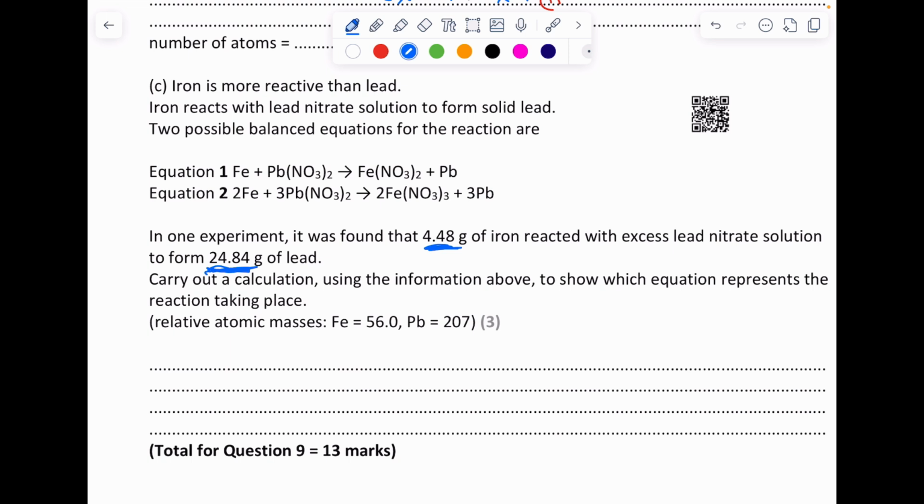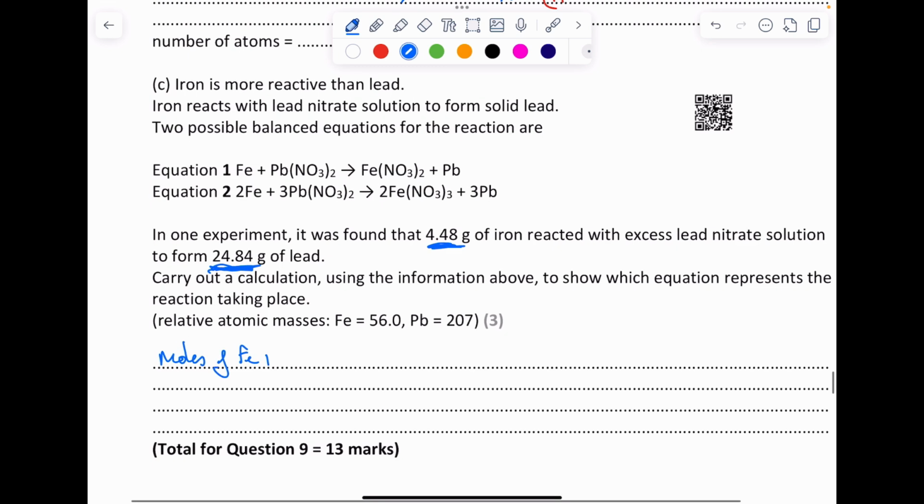So the first thing I'm going to do is I'm going to work out the moles of Fe in this 4.48. So the moles, according to my triangle, is mass divided by the MR. The mass is 4.48 and the MR for iron is 56. So if I do that, 4.48 divided by 56, I'm getting an answer here of 0.08 moles.